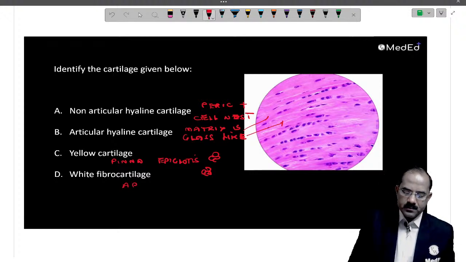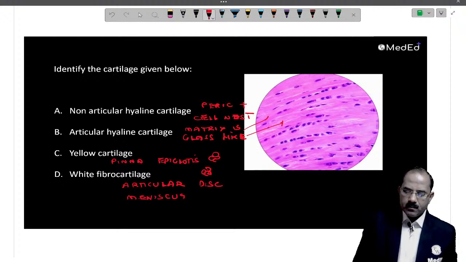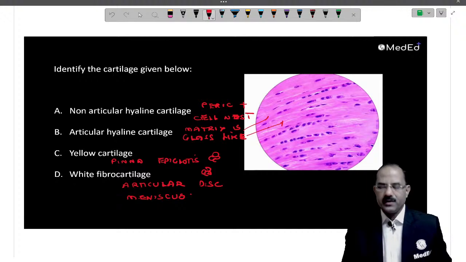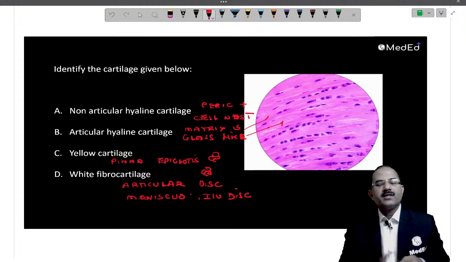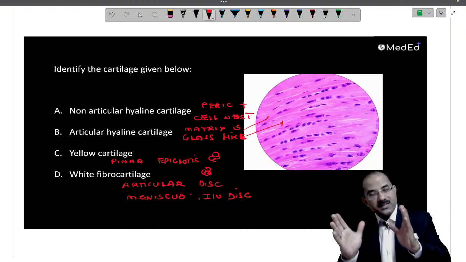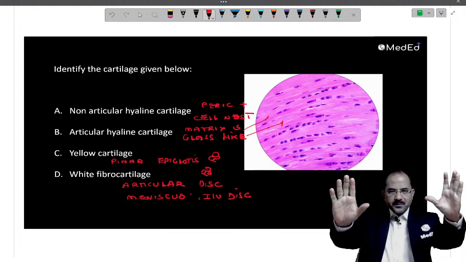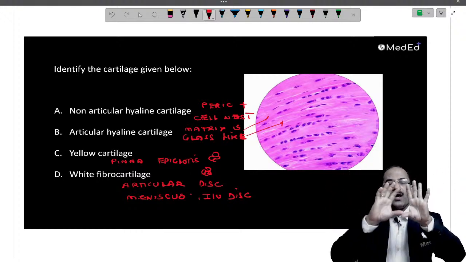Examples are articular disc, menisci, intervertebral disc. Just remember the characteristics of this cartilage. Remember the examples of this cartilage. Perfect. Students, clear? So how do you differentiate?